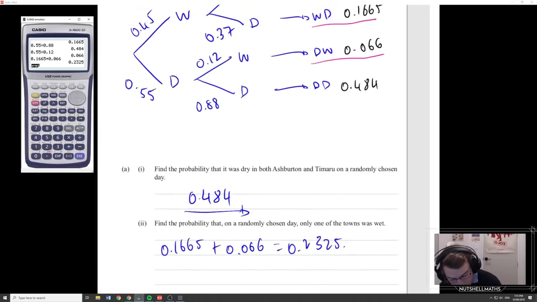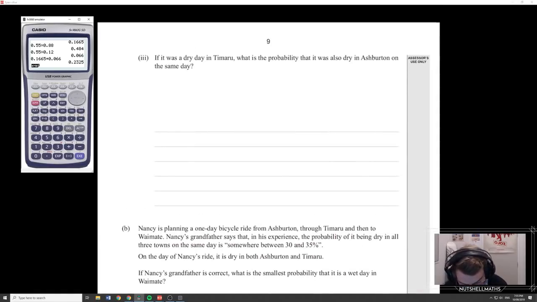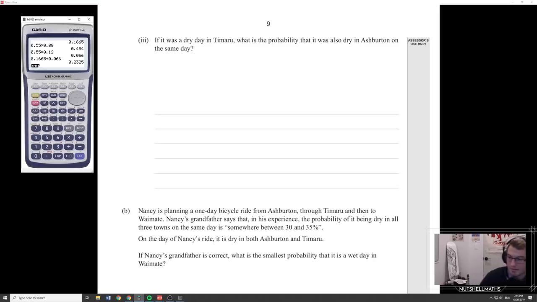Right, no more questions here. We're going to have to keep flicking back and forth here. This one is an interesting one. Okay, this is your merit. It's a conditional probability. If it was dry, so that's really important. If it was dry, that's the condition. It might sometimes say, given that it's a dry day in Timaru, do this and this, or if it was dry. What is the probability that it's also dry in Ashburton on the same day?